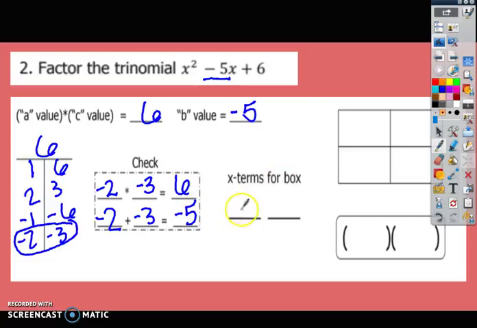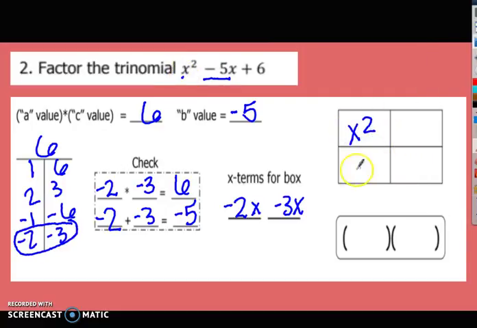So my x terms for my box: negative 2x, negative 3x. Okay, so x squared. And then it doesn't matter which order you put these in. I could put negative 2x here, negative 3x here, I could put negative 3x here, and negative 2x here. Doesn't matter which order you put this in. Okay? And then 6 finishes it out.